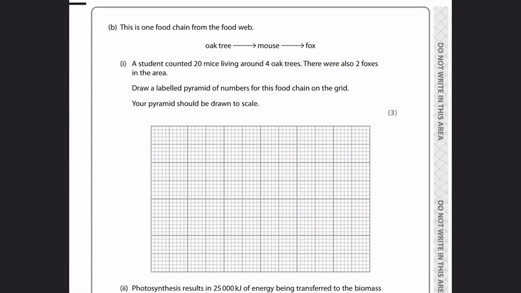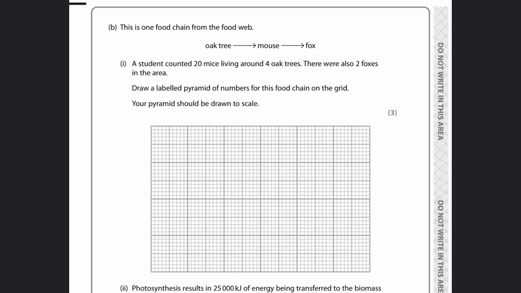So part B, this is one food chain from the food web, from the oak tree to mouse to fox, and these arrows represent the direction of energy flow. Therefore, the tree gets eaten by the mouse, which gets eaten by the fox. And if you're thinking, how can a tree get eaten by a mouse? Not the whole tree is getting eaten, okay? It's just little bits of the tree that can get eaten by the mouse, and those will flow into the mouse as energy.